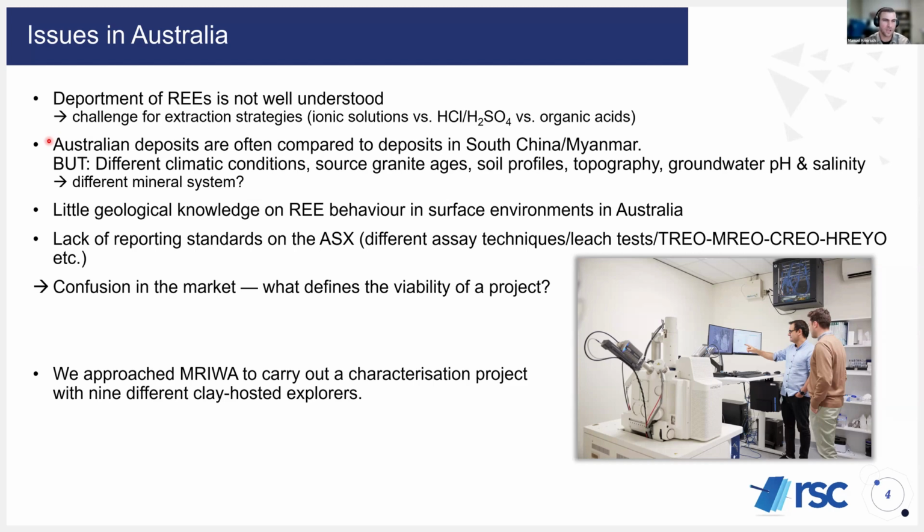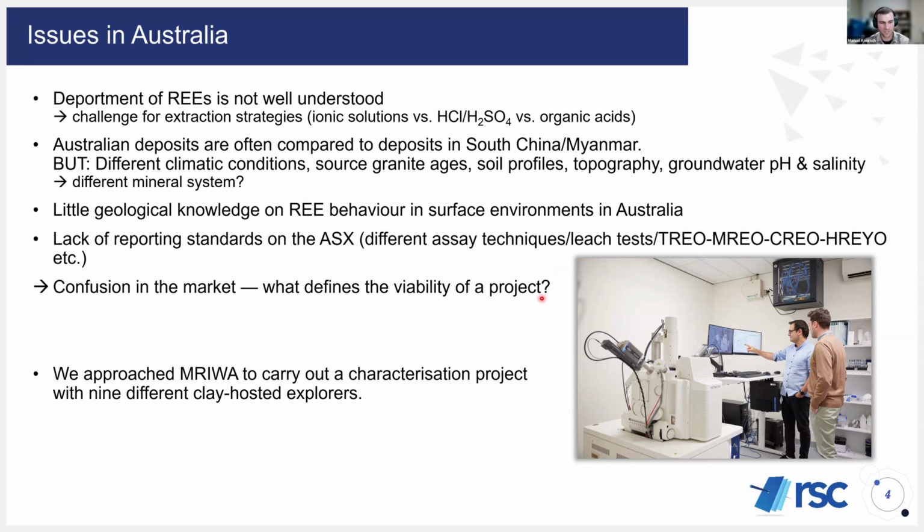Then the Australian deposits were quite often compared to the ones in southern China, but we would argue that there are quite a few differences, and we'll have a slide about that at the end of the talk. Overall, there's not too much geological knowledge about the rare earth behavior in the surface environments, and also there's been a lot of different matrices being published on the ASX about the rare earth grade and leaching techniques. For example, different analytical techniques have been used, like acid digest or fusion or weak acid digest, and different leach tests have been done, and all these weird acronyms that have been floated around. So there's overall a lot of confusion in the market, and it was quite difficult for any investor to see what defines the viability of the project.